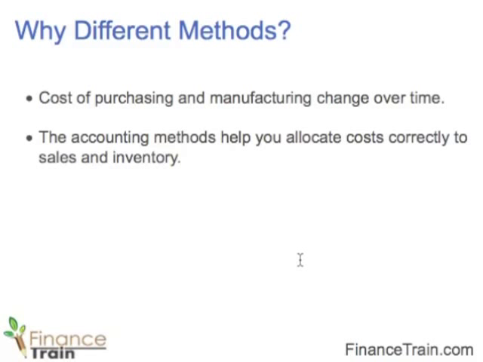However, that's not the case in the real world, and the cost of procuring material and manufacturing do change over time. By choosing the correct inventory accounting method, one can ensure that appropriate costs are allocated to sales and to the remaining inventory. For example, if more cost is allocated to the sales than to inventory, it will cause less profits to be shown than it actually is.